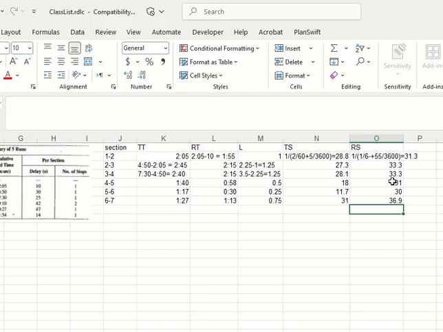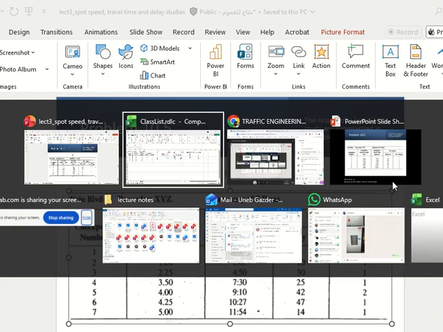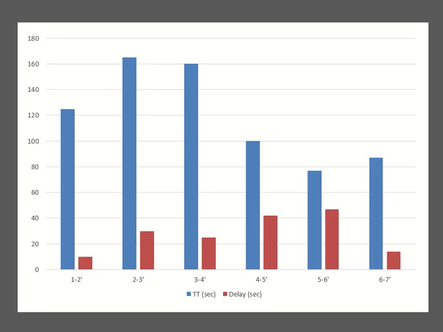Okay, again a check. The running speed is always more than the travel speed, because travel speed is slowed because of the delay. So when you take out the delay, the running speed would be higher, obviously. If there is no delay, then both of them will be equal. But in this case we had delay in all the sections, so running speed is higher. So it should always be higher. If you're not getting it higher, then you have a problem.